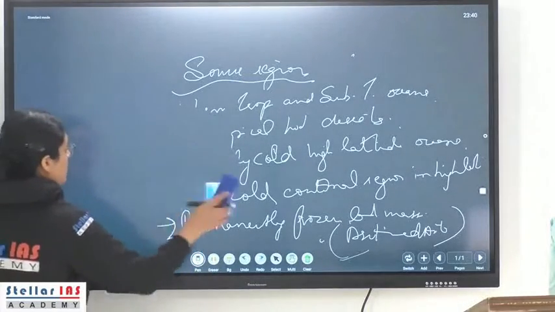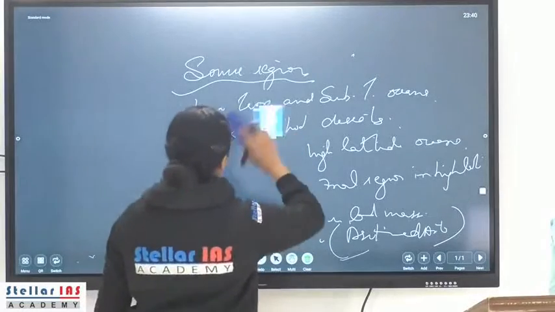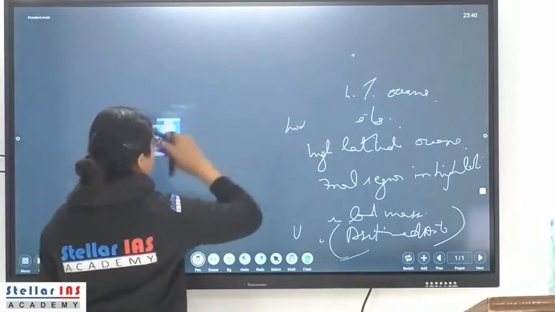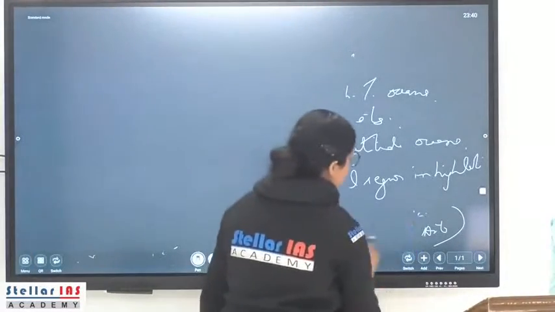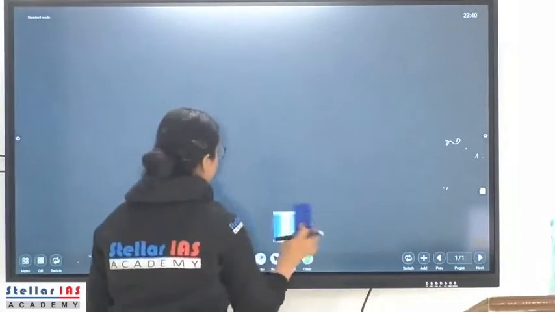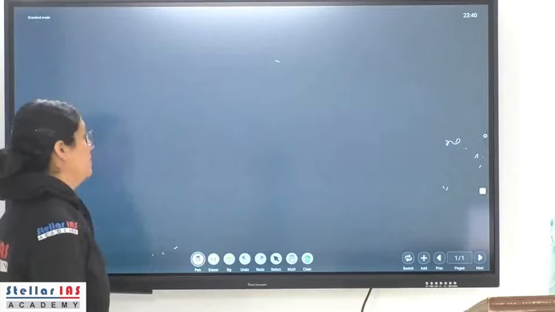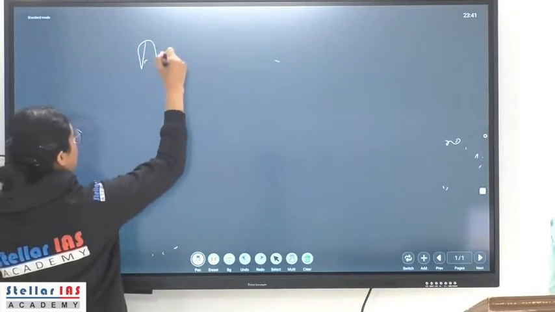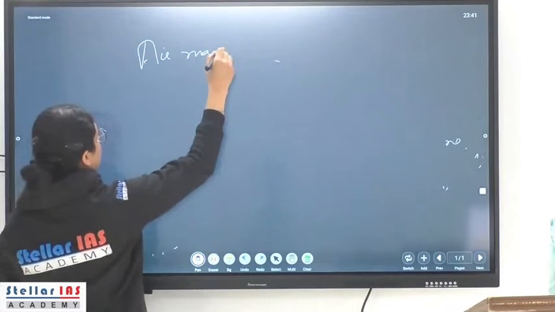So the air masses related to these regions, there is a list that is shown on your screens, right. So what have we done? What are air masses, right.